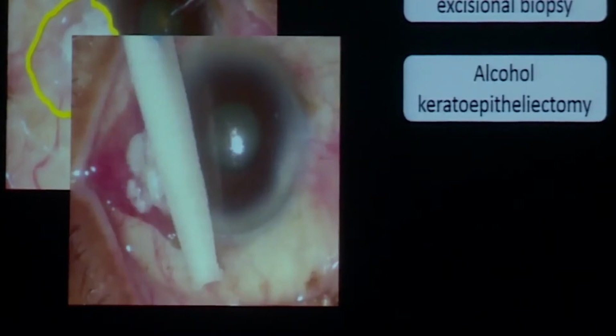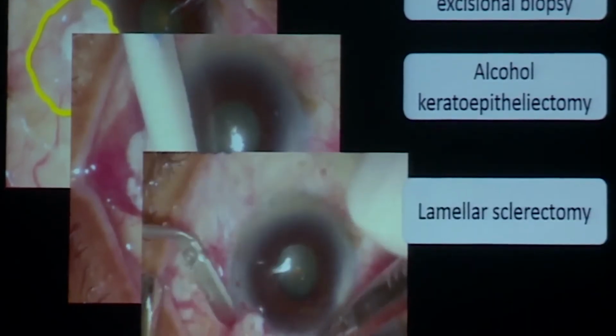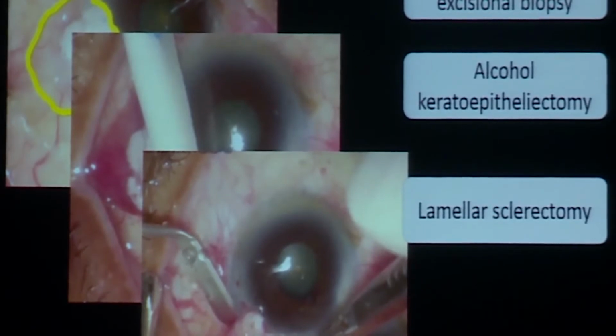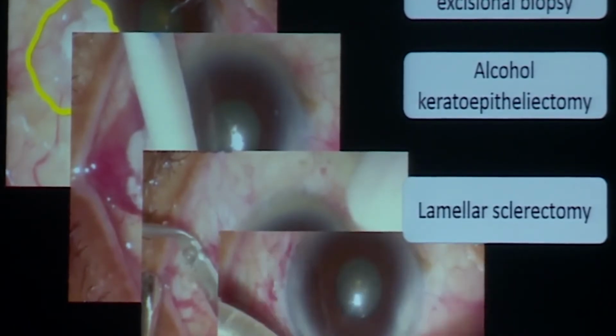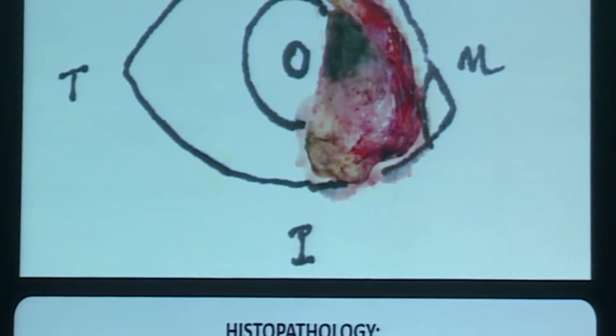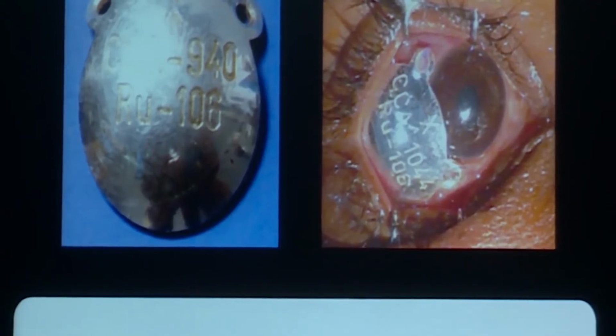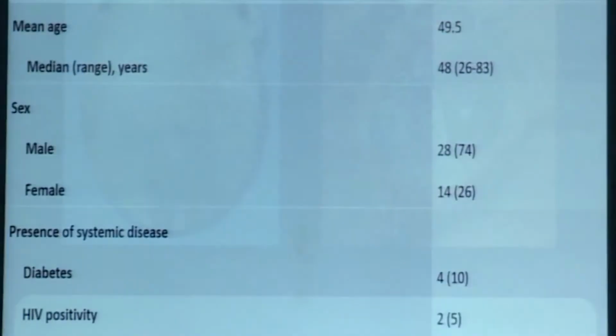Almost all patients underwent conjunctival wide excisional biopsy with a 4 mm wide margin, followed by alcohol keratoepitheliectomy for corneal involvement, followed by lamellar sclerectomy for the scleral base, and cryotherapy to the resected conjunctival edges. This sample was then submitted for histopathology for assessment of the scleral base and the conjunctival margin, and all those patients who had a positive scleral base underwent further ruthenium-106 plaque brachytherapy at a dose of 5000 centigray.